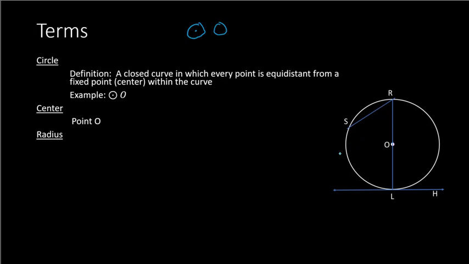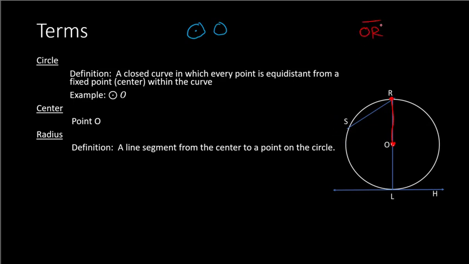The next term we have is radius. So radius is the segment connecting the center to any point on the circle. So for example, if we were to look at the segment going from point O all the way over here to point R, that segment OR, that is a radius. And it's a radius because it fits the definition. It is any segment going from the center point to another point on the circle.